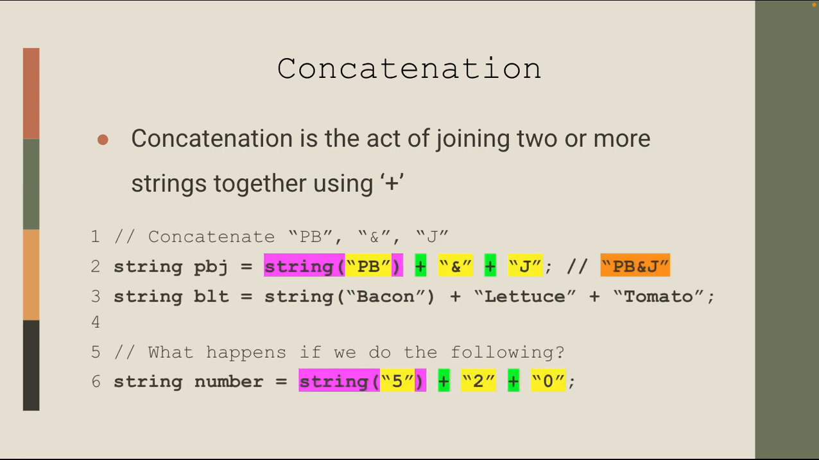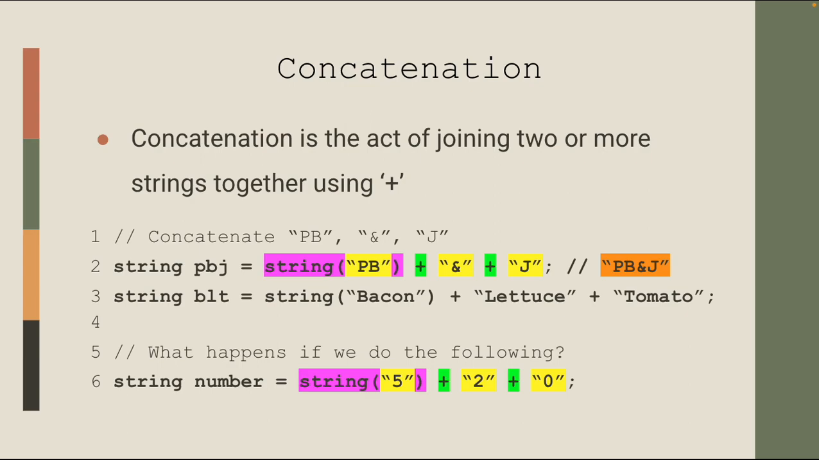Concatenation: in the green we have the plus symbols. That's how we join the strings together. But we also know if we're joining raw values together that don't have variables, we need to wrap it in the purple, which is the string function.